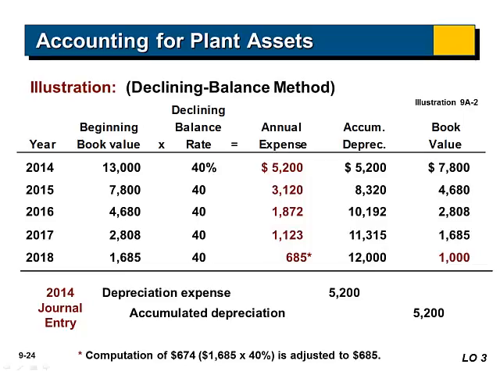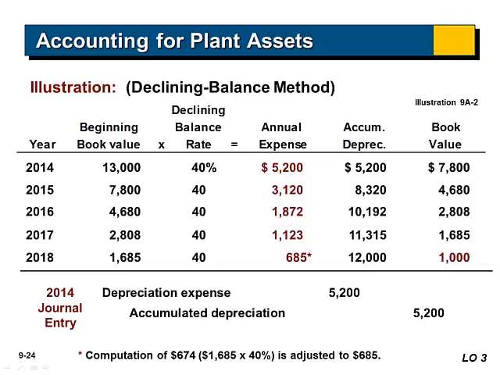So this is an accelerated method that expenses more on the front years of the asset's useful life. So the accumulated depreciation is $5,200 since it's just in year 1, and the book value is $13,000 minus the depreciation in that year of $5,200. So the book value is $7,800. And then in year 2, you would just take that book value of $7,800 and multiply it by your double declining balance rate of 40%. And so the expense in year 2 is $3,120, increasing your accumulated depreciation up to $8,320 and reducing your book value down to $4,680.